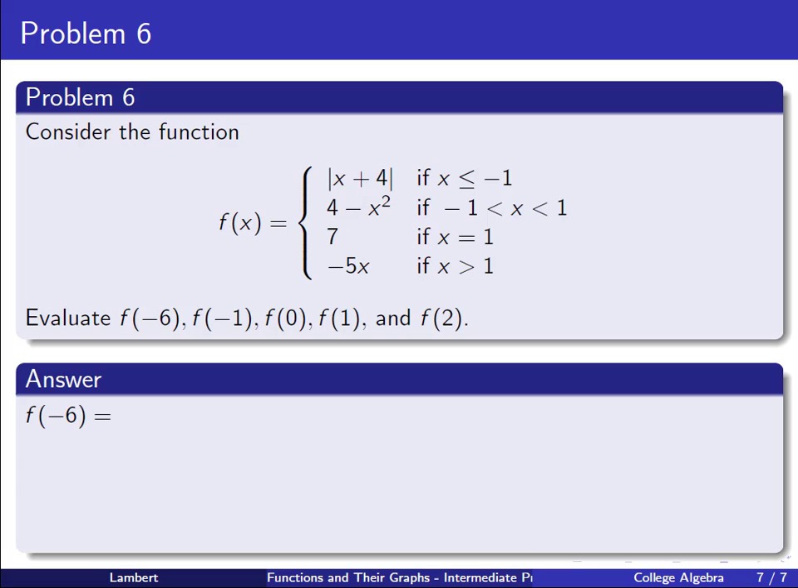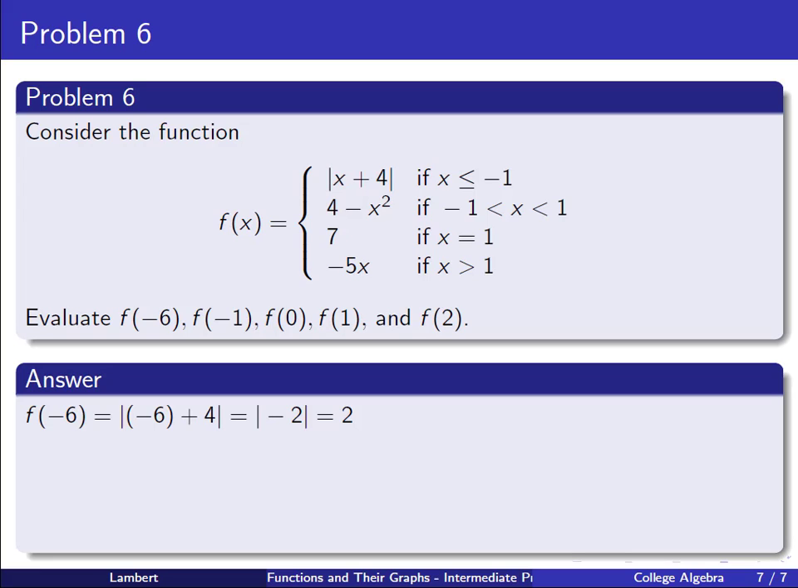If we start with f of negative 6, we've got to figure out which of the 4 conditions listed on the right-hand side that negative 6 satisfies. Well, if you notice, negative 6 is less than or equal to negative 1. So that means we're going to plug negative 6 in for the x value in this first equation. So that means we get the absolute value of negative 6 plus 4, which is just absolute value of negative 2, which is the same thing as just 2.